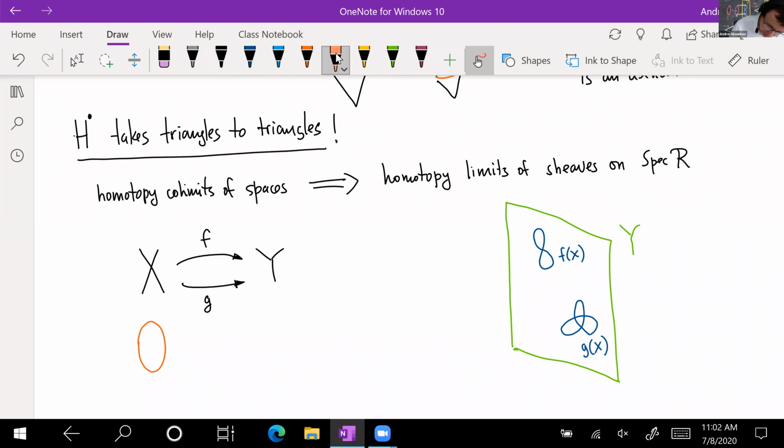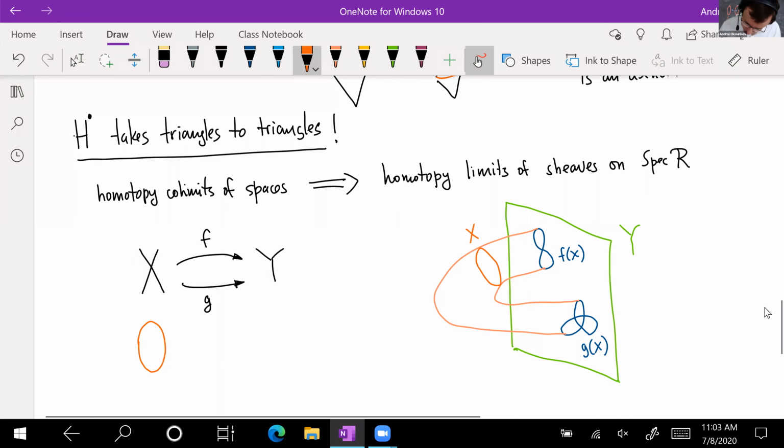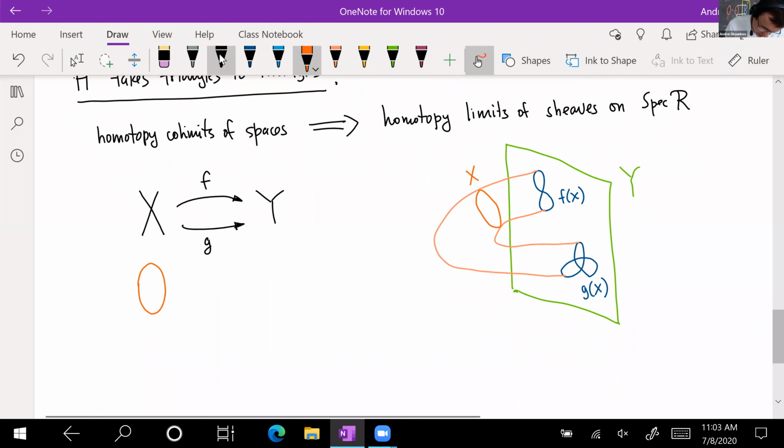And what I can do is I can take a cylinder over X and glue this. So take a space like that where this cross section is X itself. This is my X. So I take a cylinder and I glue it here. And what I would like this map to be is kind of like the kernel of two different maps.